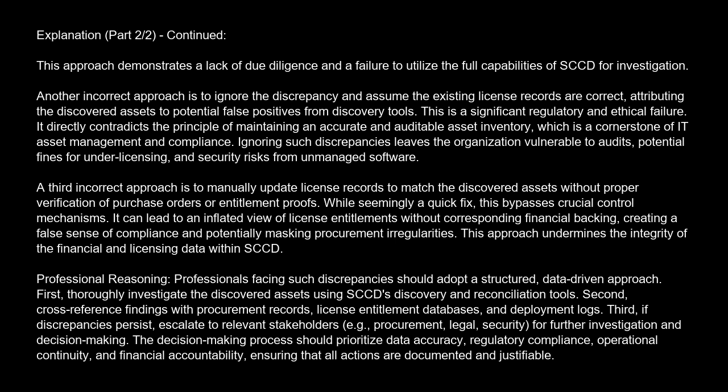A third incorrect approach is to manually update license records to match the discovered assets without proper verification of purchase orders or entitlement proofs. While seemingly a quick fix, this bypasses crucial control mechanisms. It can lead to an inflated view of license entitlements without corresponding financial backing, creating a false sense of compliance and potentially masking procurement irregularities. This approach undermines the integrity of the financial and licensing data within SCCD.